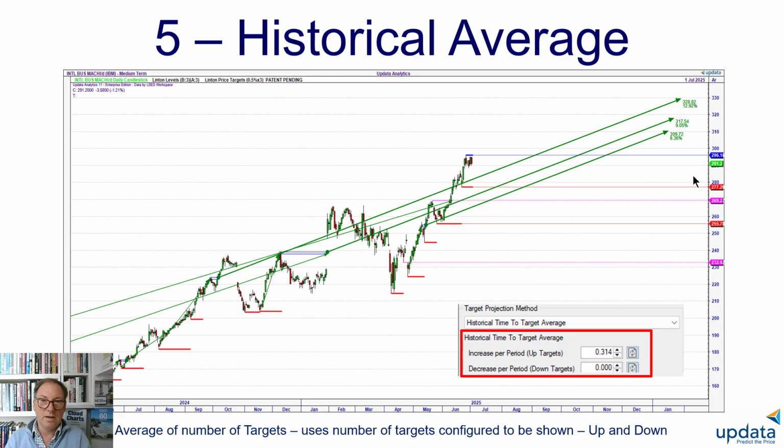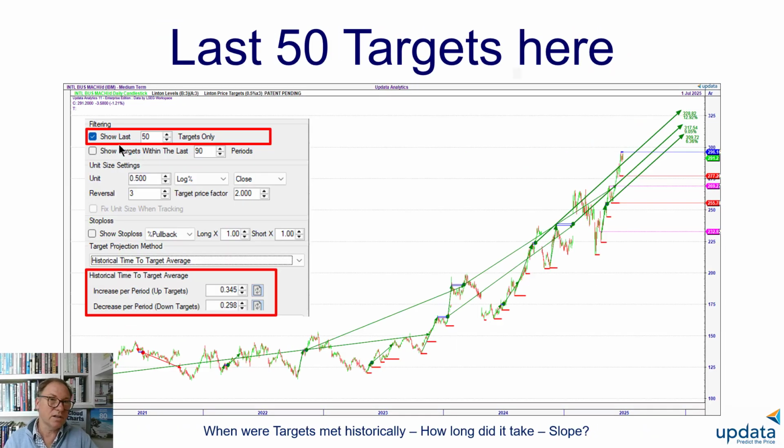And the last one is a sort of semi-back-tested where it basically says how long have targets taken to be reached previously. That's what we're going to use. And that sounds very alluring. But the most important thing, so here's the last 50 targets, and this is the average period it takes for these targets to be met. And you can see it's drawn them all to where they were met, and here we say it takes 0.35 for an upside target and 0.298 for a downside target. That's the time per 0.5%.